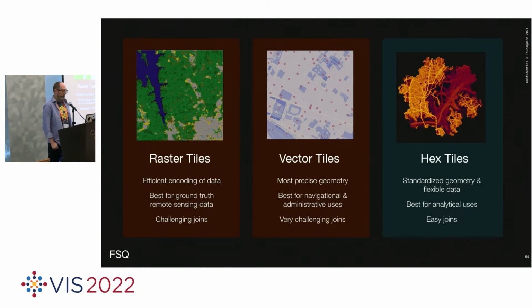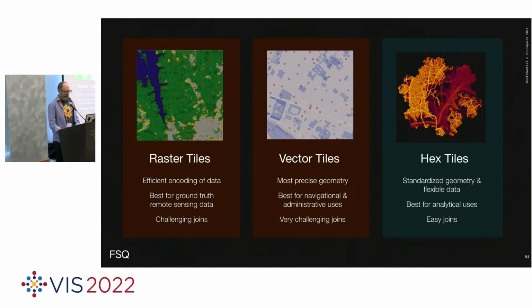So you might be familiar with other kinds of tiling systems. The most common are raster tiles and vector tiles. And I think it's worthwhile doing a comparison here. Raster tiles tend to give you a very efficient encoding of data, and they leverage a lot of what we know about image processing and dealing with images on the web. They're very good for representing ground truth sensing data because that's the format it comes in, or it's very close to the format it comes in. But joins can be very challenging, especially if you're joining to other kinds of geographic data.